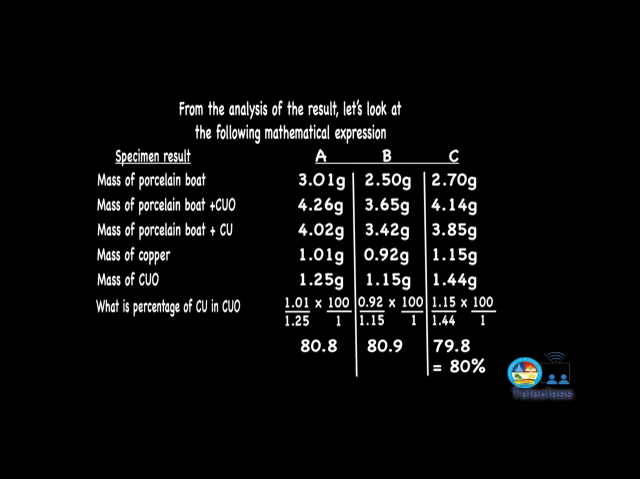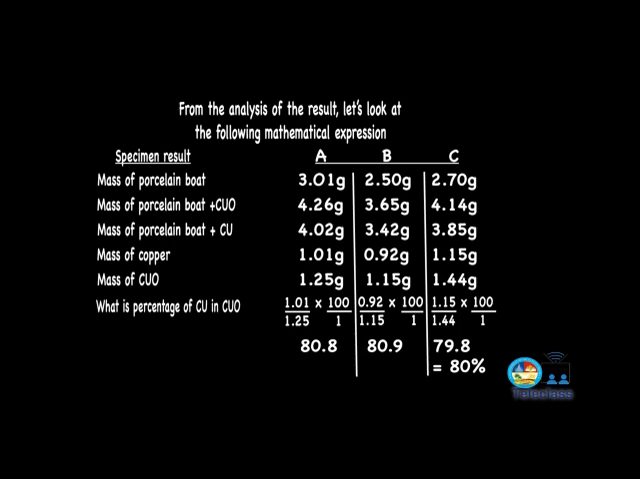For instance, the mass of copper here is 1.01 gram, and the mass of copper(II) oxide is 1.25 gram in sample A. So to find the percentage by mass of copper, we say mass of copper over mass of copper(II) oxide times 100 over 1. So we have 1.01 over 1.25 times 100 over 1. We now have 80.8%.